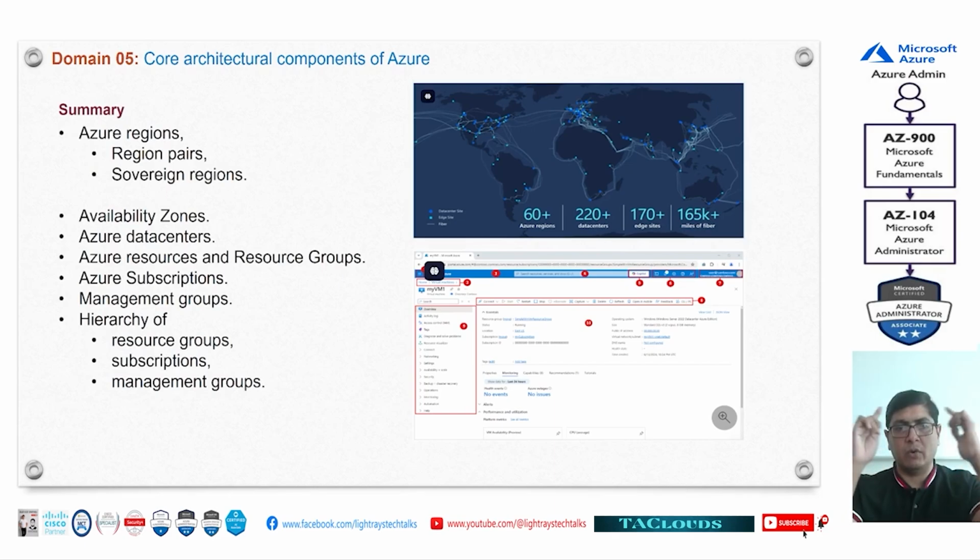If you think about the whole world, that is a region. Inside a region we have cities. Cities have availability zones. Inside cities we have different buildings. Inside buildings we have different rooms. That is a data center. And inside a data center we have different accounts, different subscriptions, different management groups, and different resources, logically.